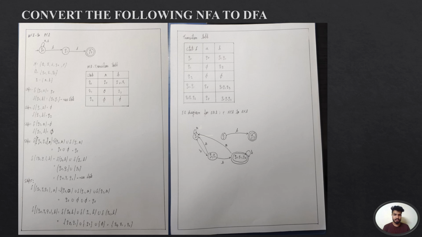With respect to the table of the DFA above, we draw the diagram here. As we can see, Q0, Q1, Q2, Q0, Q1 and Q0, Q1, Q2 are the states. Here Q2 and Q0, Q1, Q2 are the final states. Q0 is the initial state.